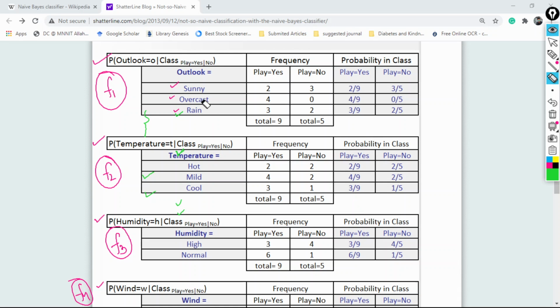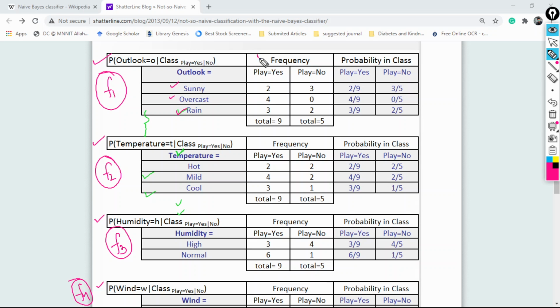Okay, so I think you can calculate this one. For no classes also you can easily calculate it. We have only 5 no classes, and among these 5 classes we have 3 sunny points and 3 rain points.